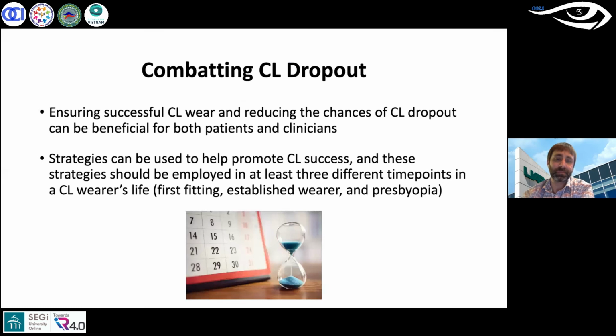So, a couple of take-home points. One, ensure that you're monitoring your patients closely. If they have some symptoms, try to treat it early because you want to prevent contact lens dropout. And you want to be monitoring these patients throughout their contact lens life. So you want to monitor them closely after their first time wearing contact lenses. You want to be checking in with your established wearers pretty regularly. And for sure, you want to check up on them and see how they're doing with presbyopia, because the visual issues that come with presbyopia frequently make patients drop out of contact lenses.